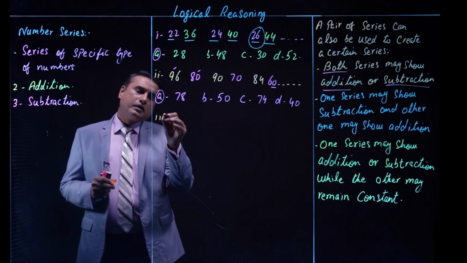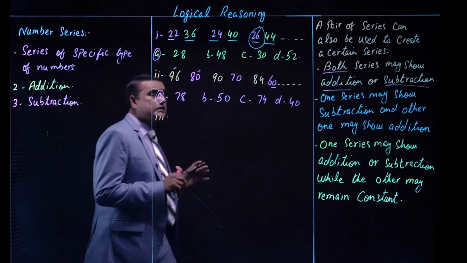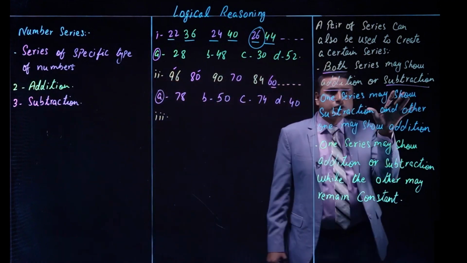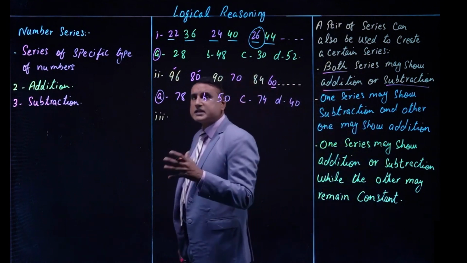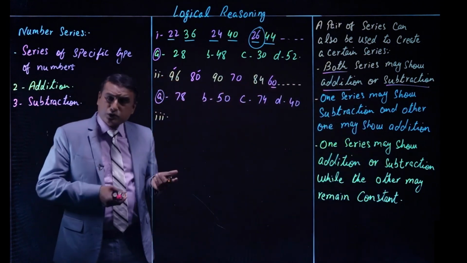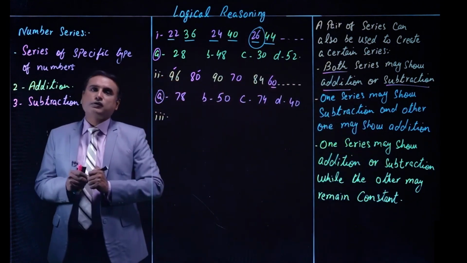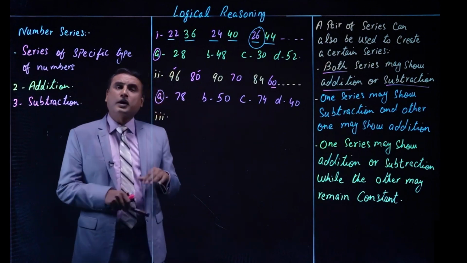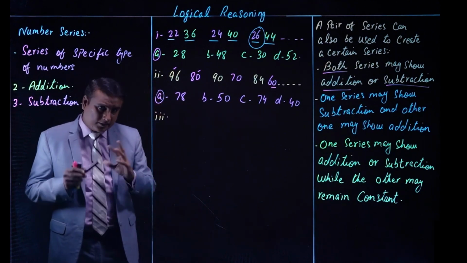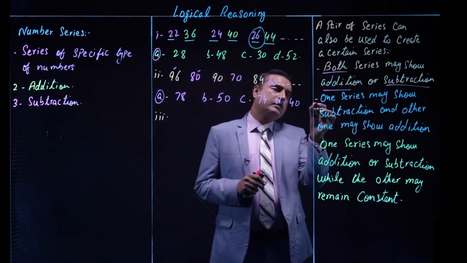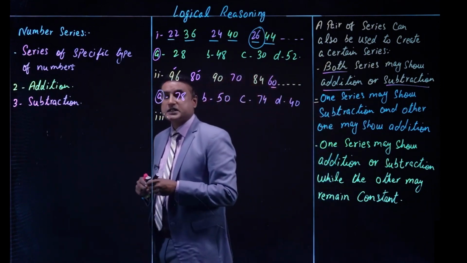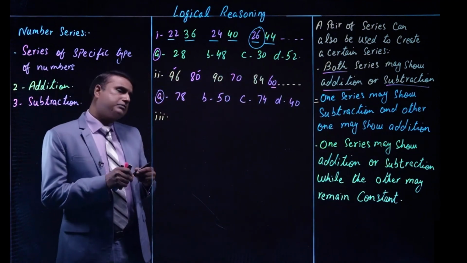Now this was the example where both the series were showing addition or subtraction, but it can not be the case every time. ये भी हो सकता है कि एक सीरीज सब्ट्रैक्शन शो करे, और एक सीरीज एडिशन शो करे. सो ये भी पॉसिबिलिटी है जो हमने सेकेंड पॉसिबिलिटी अपनी डिस्कस की थी. सो कैसे करेगी ये देखते हैं.